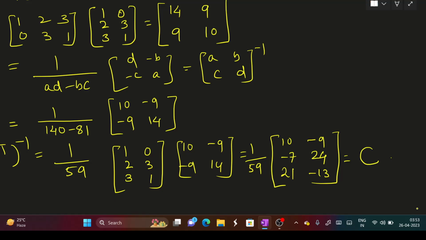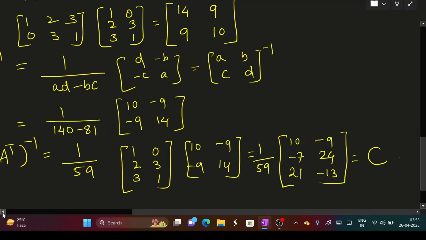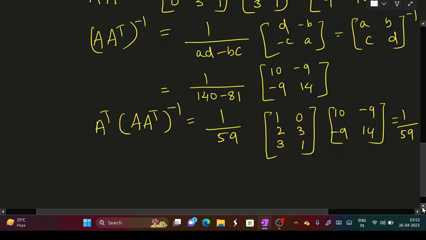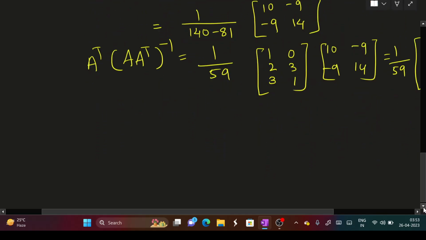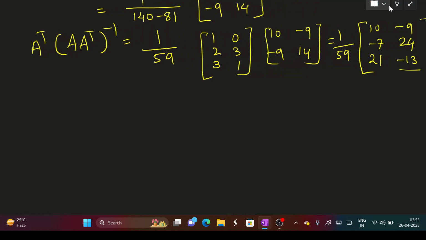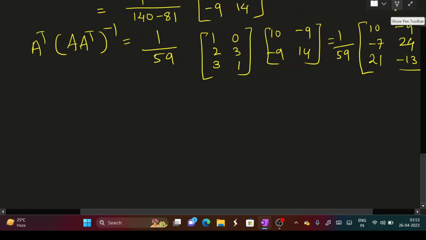Similarly, we can calculate for this matrix, as the number of columns is not equal to the rank of the matrix, hence its left inverse does not exist. Similarly, we can verify for left inverse, and we can also find out the left inverse whenever it is required. So it is all about left inverse and right inverse. Next we will discuss complete solution.